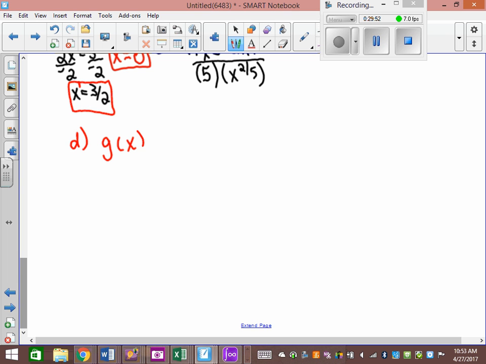Still just finding critical numbers. x to the third minus x to the negative 2/3.